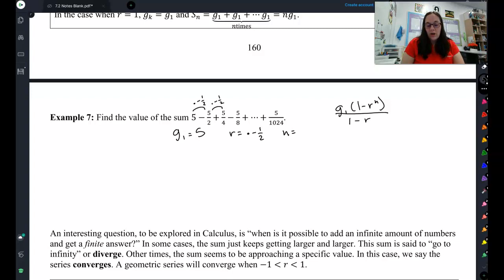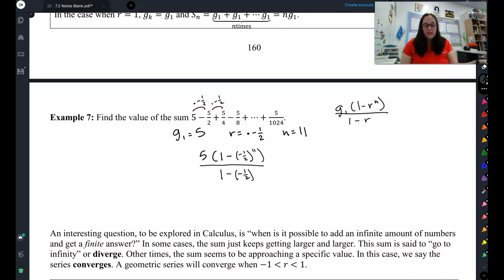Now, we actually already figured that out for this problem from example 2c. We found out that this was the 11th term. So I have this. Now I just have to plug them all into my equation. So 5, 1 minus r, r is -1/2, to the n, which is 11, all over 1 minus -1/2.